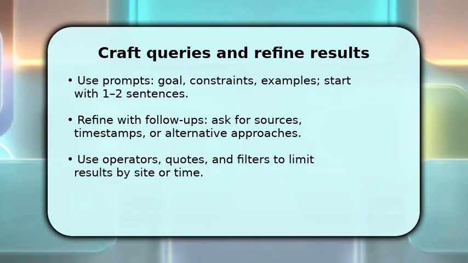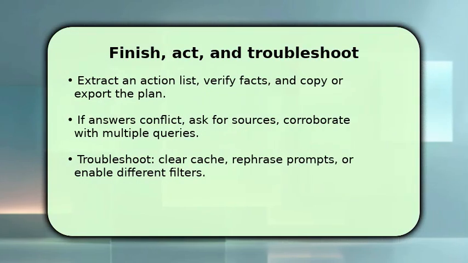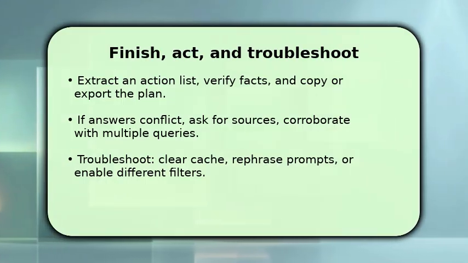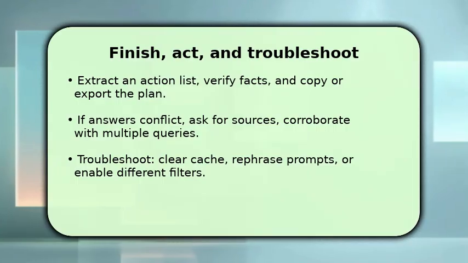rather than vague suggestions. You complete the task by converting AI output into a clear action list and verifying key facts before you act. Once done, copy or export steps, set deadlines, and assign tasks if needed. If responses contradict or seem off, ask the model for sources and corroborate with additional queries or reputable sites.